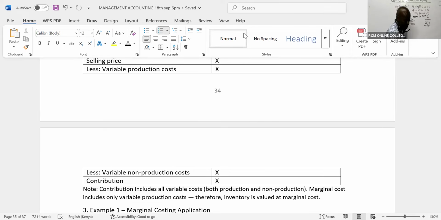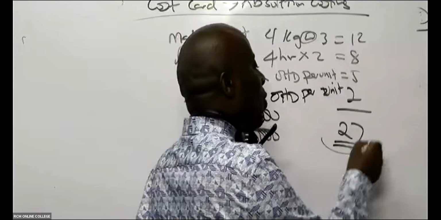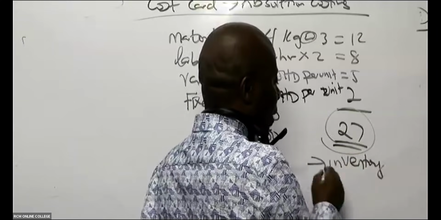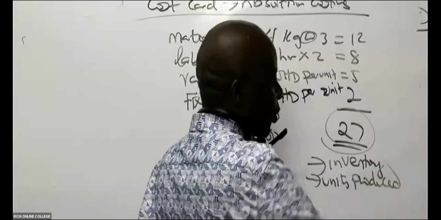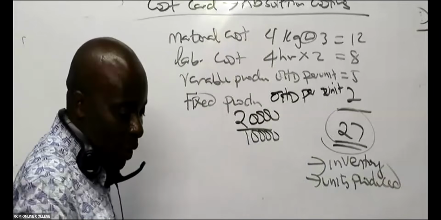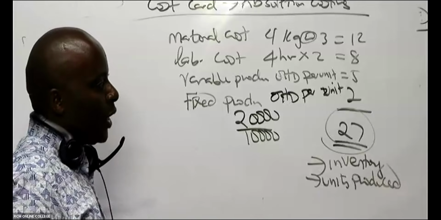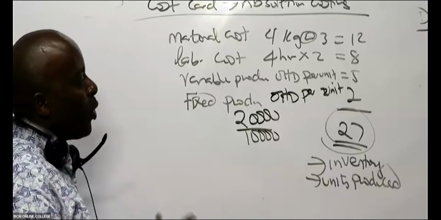This 27 is what we shall use to value inventory, and then to value units produced. Once you've understood that, then you are at home, and you will be able to come here and do a profit and loss.